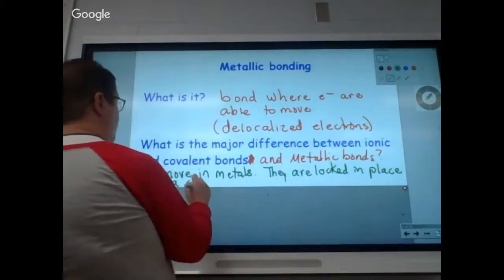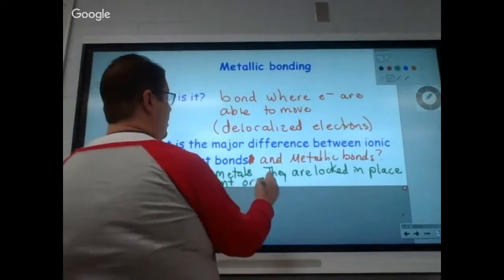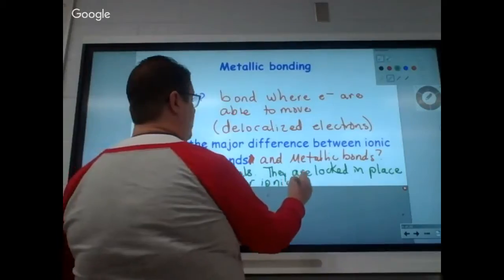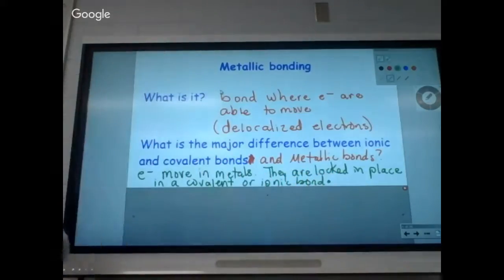in a covalent or ionic bond. So, for example, table salt. Table salt's an ionic bond. Will table salt conduct electricity? No. Why will table salt not conduct electricity? It's not metal. That's not the reason. All right. Why does a metal conduct electricity?